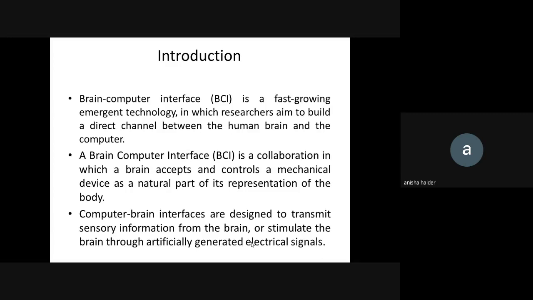So, what is brain-computer interface? The name says it all. Brain-computer interface, or BCI, is a direct channel. The researchers aim to build a direct channel between the human brain and the computer. What does this channel mean? These channels, computer brain interfaces, are designed to transmit sensory information from the brain. We have discussed sensory information in the previous two lectures; this field of study, BCI, is designed to transmit sensory information from the brain or stimulate the brain through artificially generated electrical signals.